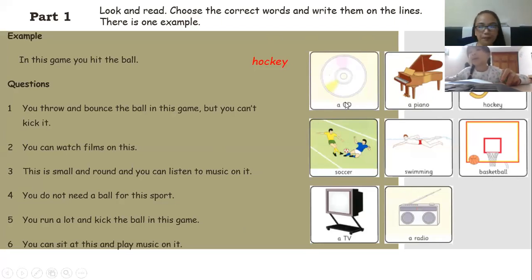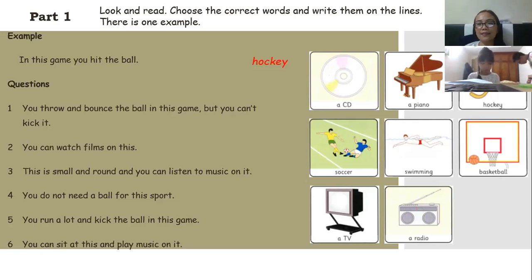A CD, a piano, hockey, soccer, swimming, basketball, a TV, a radio. Okay, so these are the things, the options or the words, that you're going to choose from for questions 1 to 6. So, Anne, you're going to read the questions first and choose the answer. Okay, let's do it.